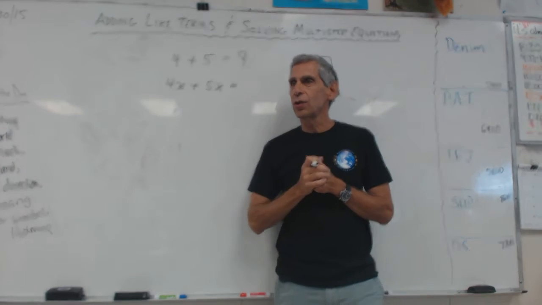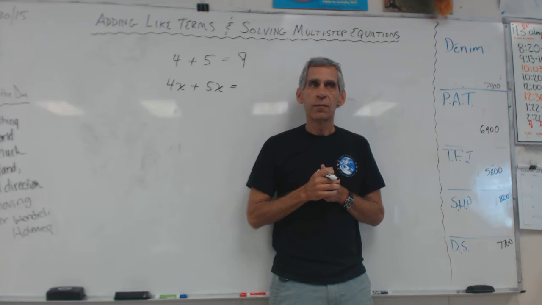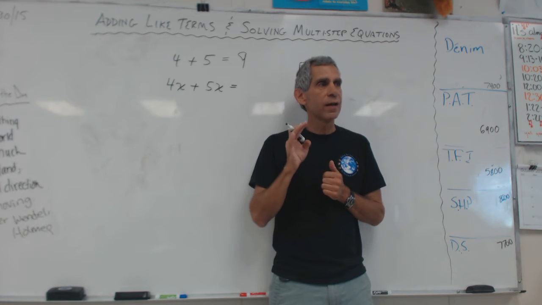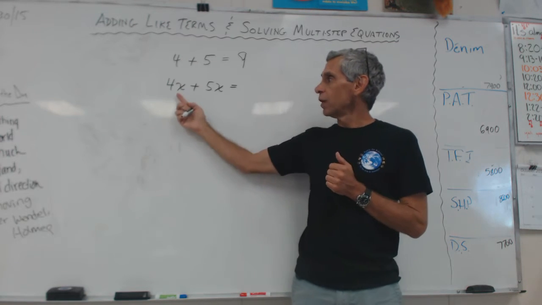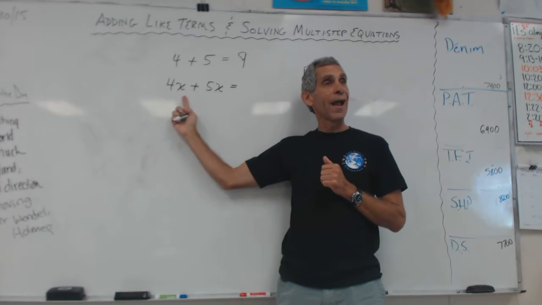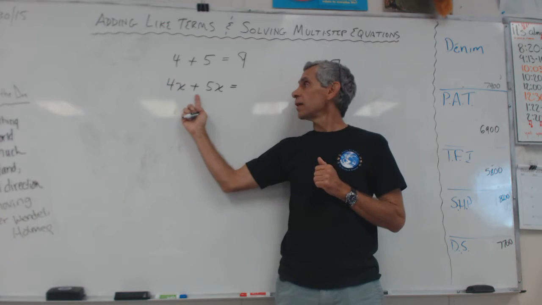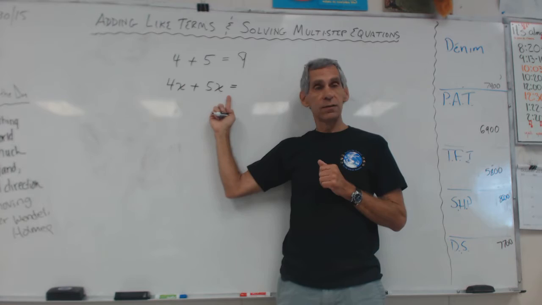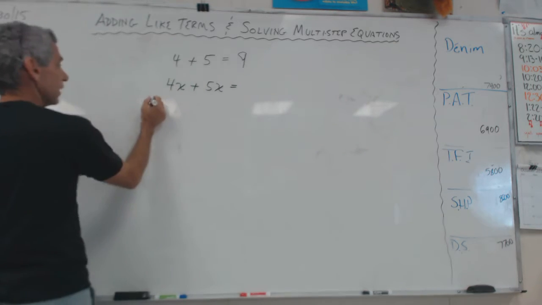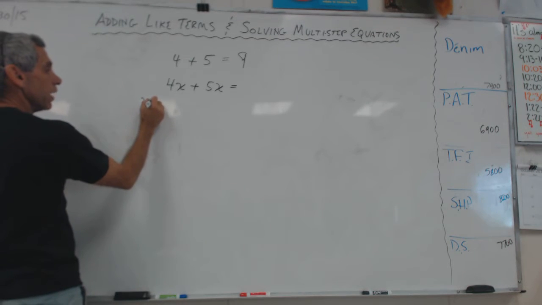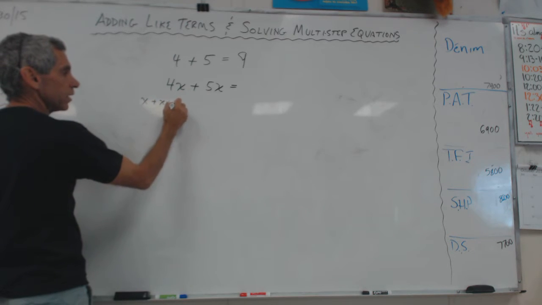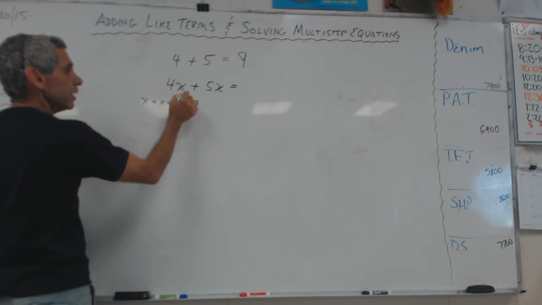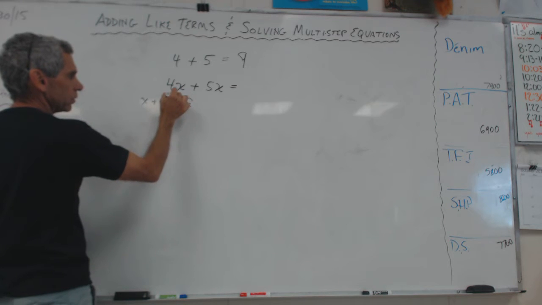Are those like terms? Yes, they are. As long as they both have the same variable in it, then yes, they are. What this means is I have 4 x's plus 5 x's. 4x means this: x plus x plus x plus x. That's what 4x means.